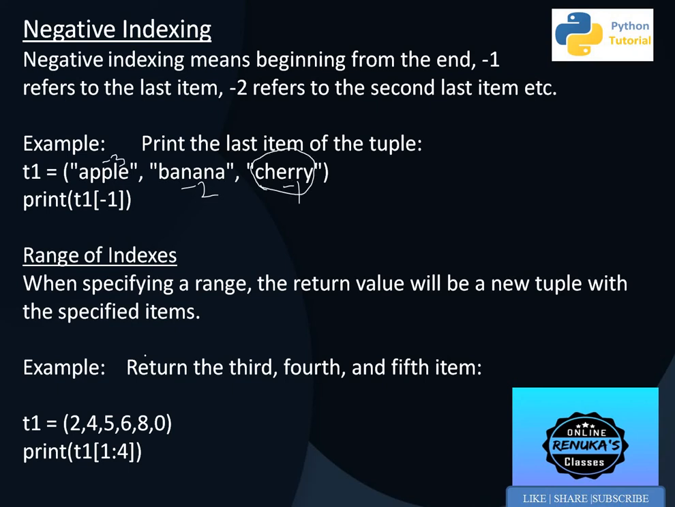Then range of indexing. So if I say 1 comma 4, if it is index 0, 1, 2, 3, 4, 5. So we don't want to print the complete tuple, but from 1 to 3 we want to print the element. So 1, 2, 3, we have to give the range 1 to 4 because index 4 is excluded. So in this case output will be 4, 5 and 6. So that is range of indexes.